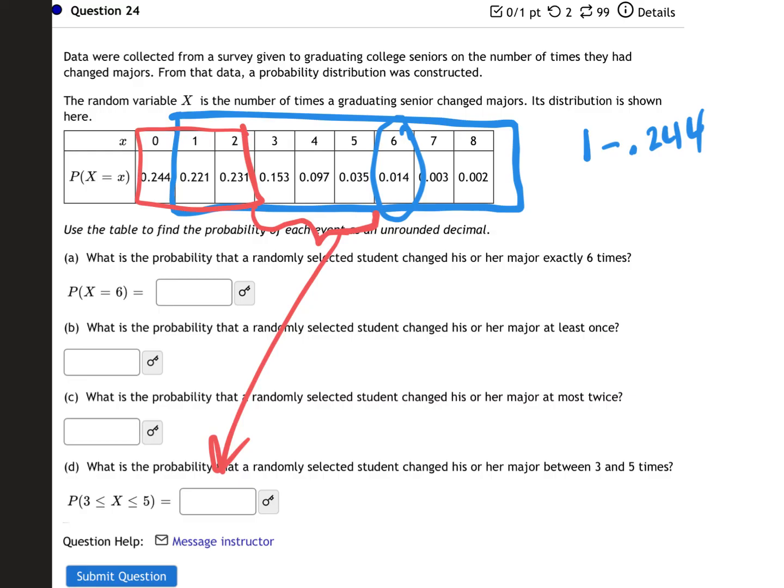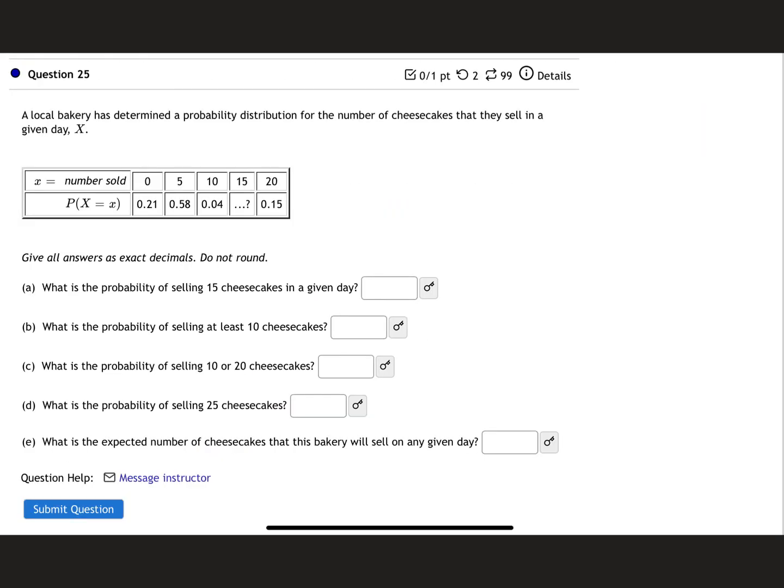Okay, and this one right here. It's this local bakery one again, very similar. Cheesecakes again. So we did this one already.